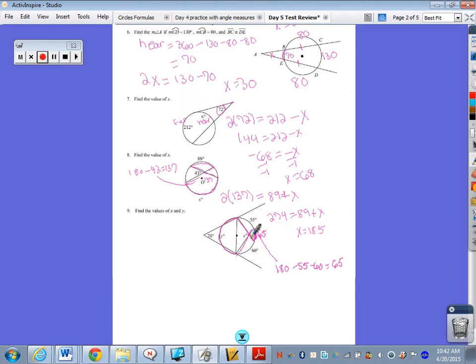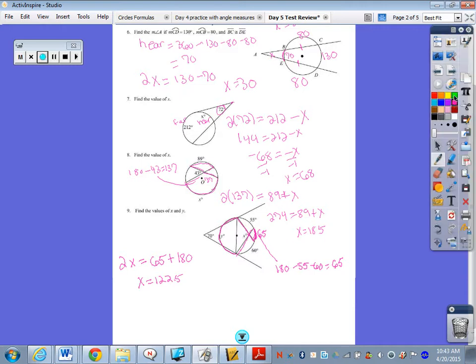X is on the inside, so I'm going to do the inside formula again, which is 2 times the angle, which is x, is equal to 65 arc 1 plus 180 arc 2. It's the arcs that it opens up to. So then if you solve that, you get 122.5. So that's x.